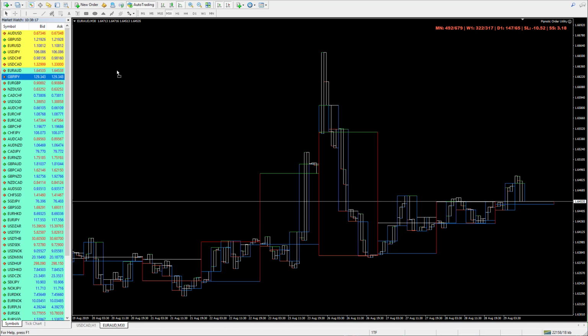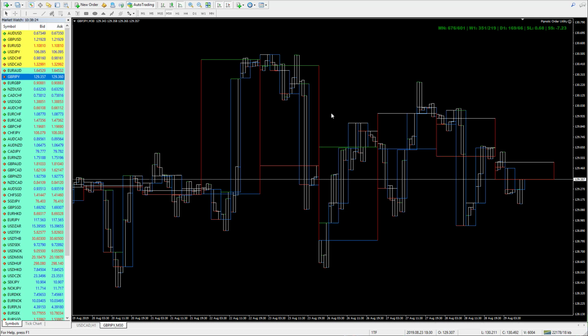Go to another pair. Pound yen. What do we have here? Well, we have a lot of chop. This was nice. So we had the really big close. The origin of this 4-hour candle was right here. Price poked into it. We had a bit of reaction. Price pushed a little bit deeper, and that's what we're seeing here. Now price is kind of pretty happy moving sideways.